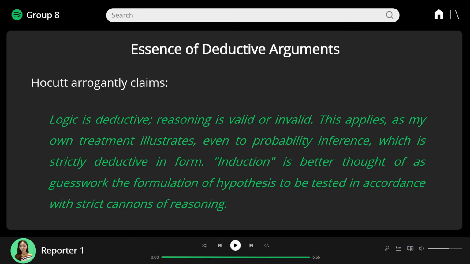Essence of deductive arguments. Kant arrogantly claims logic is deductive; reasoning is valid or invalid. This applies, as my own treatment illustrates, even to probability inference, which is strictly deductive in form. Induction is better thought of as guesswork, the formulation of a hypothesis to be tested in accordance with strict canons of reasoning.